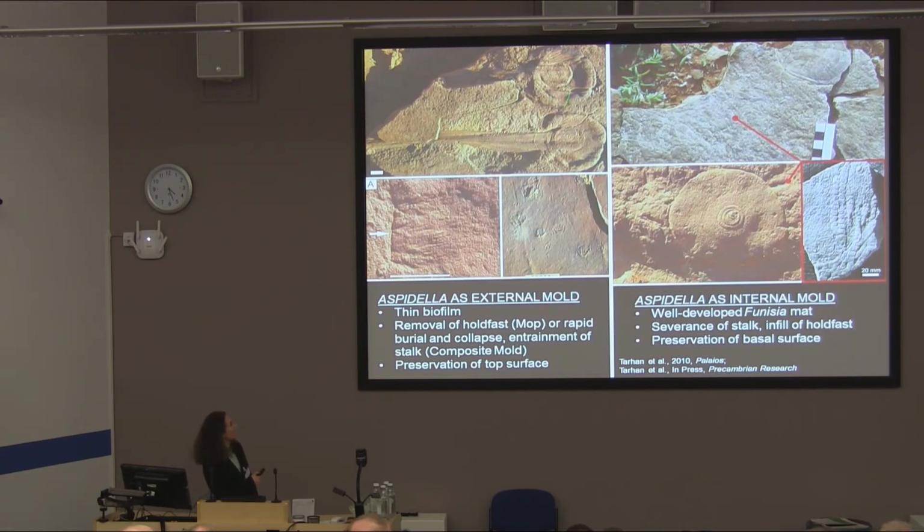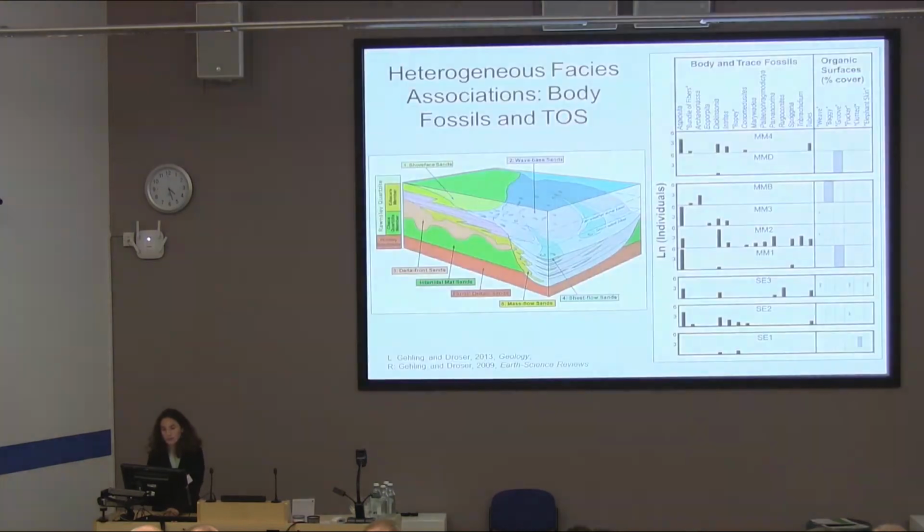Or what we instead see is burial of the upper surface of the holdfast, and often entrainment and three-dimensional infill of associated stalk fragments. So Aspidella is really a compelling example of how the presence or absence of a particular textured organic surface can dramatically shape the taphonomy or morphology of just an individual body fossil.